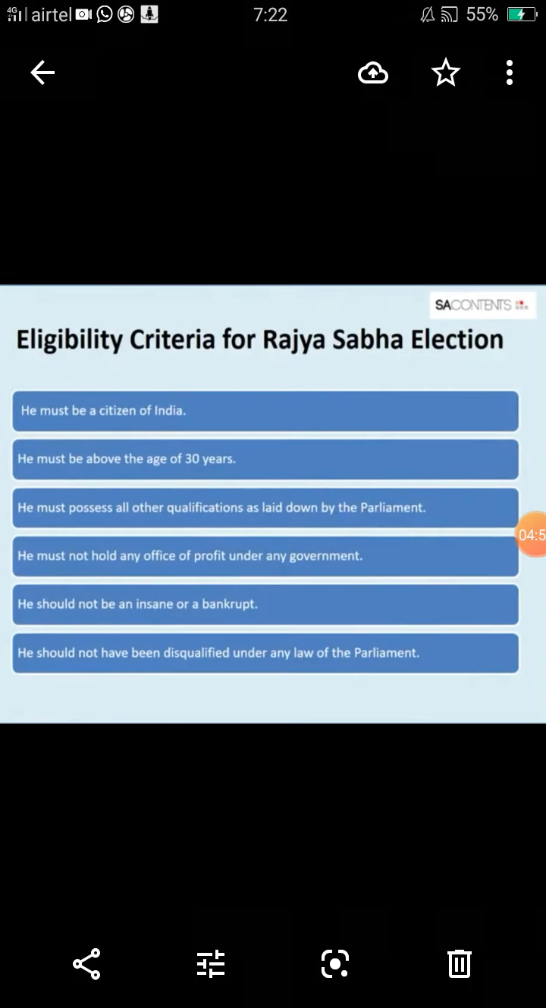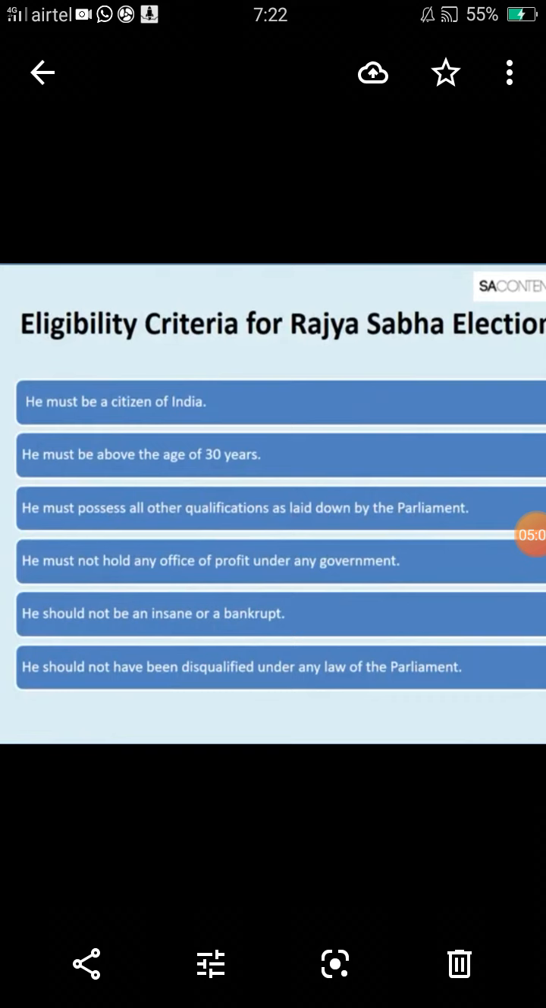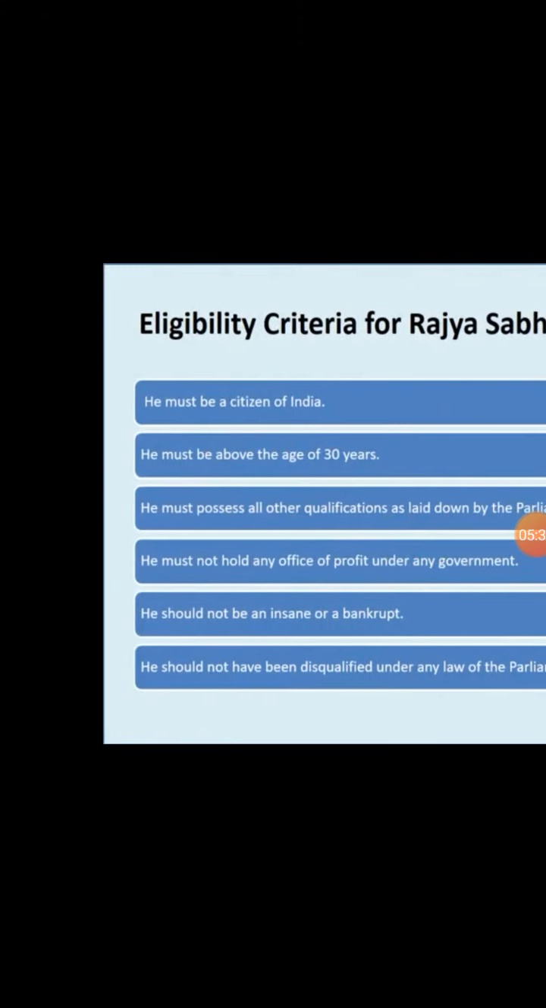Now let's see the eligibility criteria for Rajya Sabha election. Number one, he must be a citizen of India. He must be above the age of 30 years. He must possess all other qualifications as laid down by the Parliament. He must not hold any office of profit under any government. He should not be insane or a bankrupt. He should not have been disqualified under any law of the Parliament.